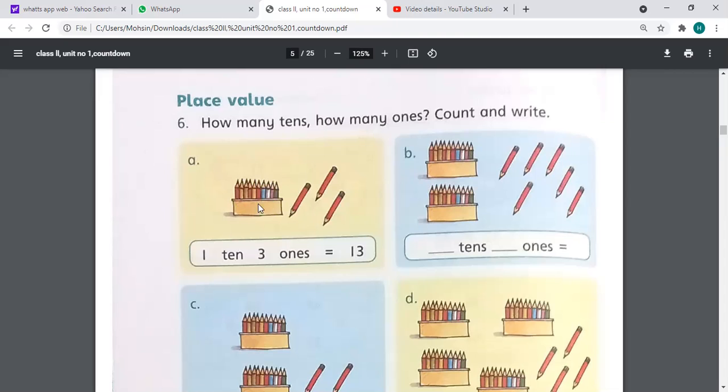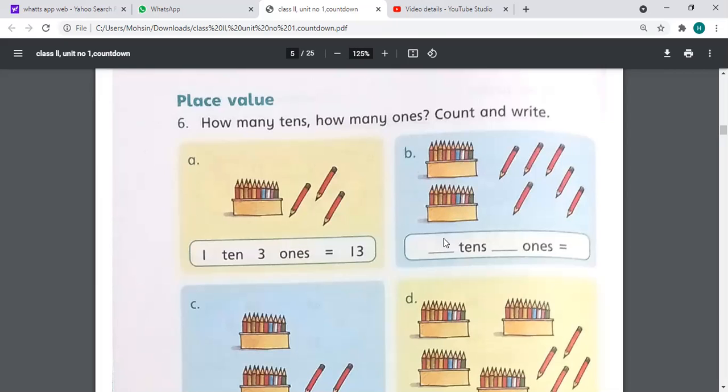You can see a color box, and in the color box, how many colors are there? There are 10 colors, and it makes how many tens? 1 ten. And these separate pencils mean these are ones. So how many ones are there? 1, 2, and this one is 3. So it makes how much? 13. It makes 13.